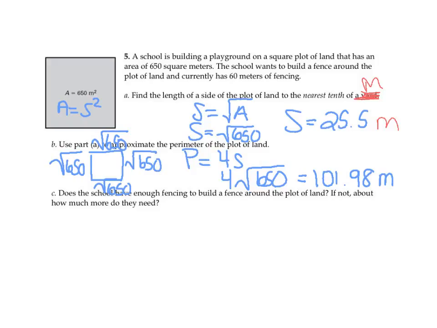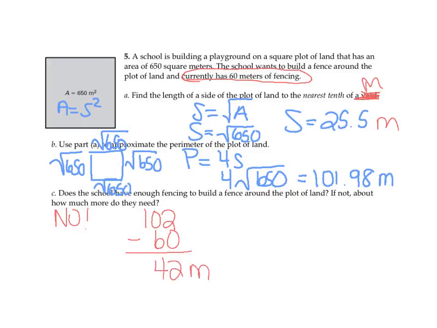It says, does the school have enough fencing to build a fence around the plot of land? Well, how much fencing do they have? Oh, they have 60 meters. So do they have enough? So how do I figure out how much more they need? Okay, I am going to subtract. So I'm going to take that 102 minus 60. So they need 42 meters more.